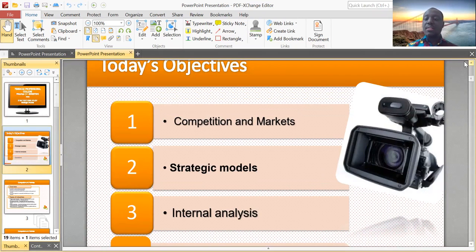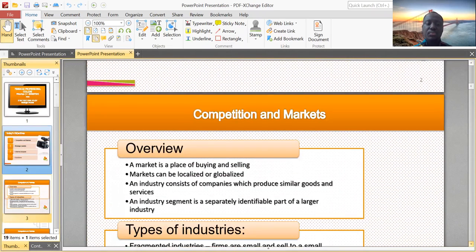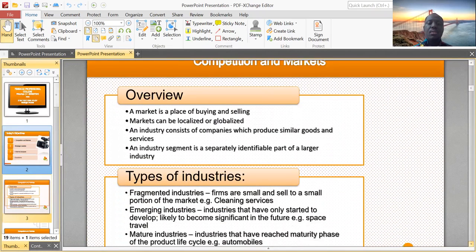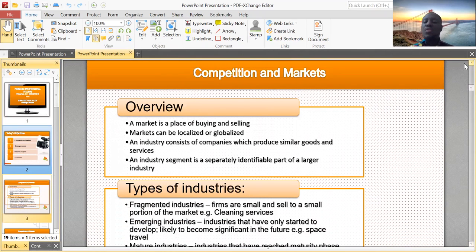Competition and the markets. Then we'll be talking about strategic models. Then we would move into internal analysis. So let's dive into it straight away without much ado. So we are talking about competition and markets. So what is a market?